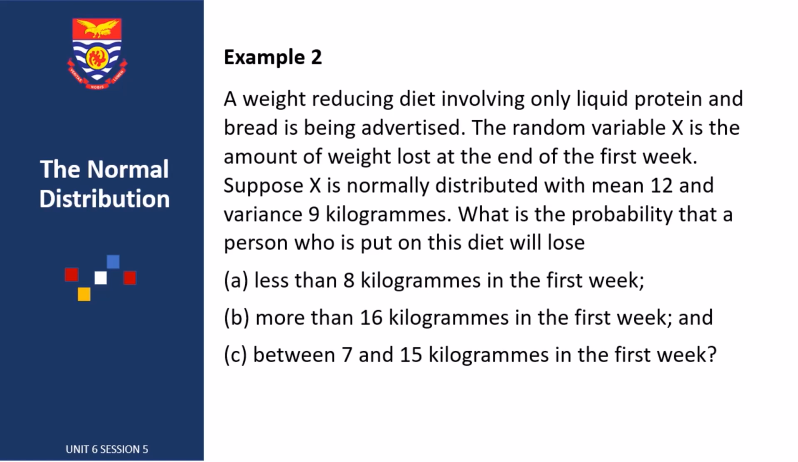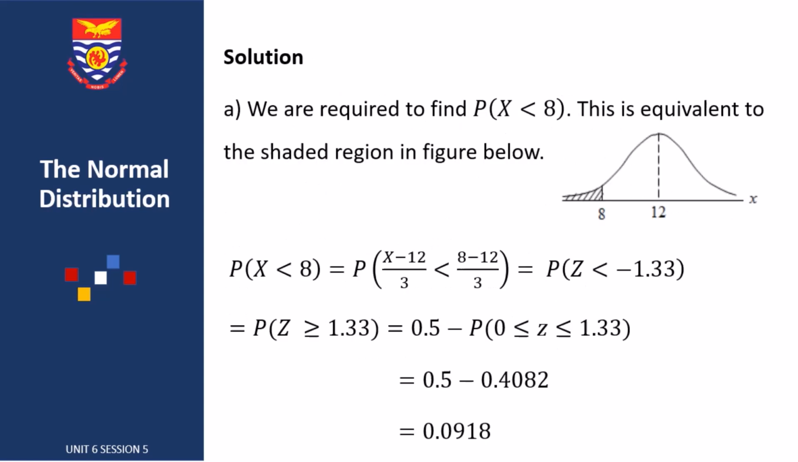Looking at the example clearly, you see that the first part talks about less than 8, the second greater than 16, and the third one is an interval. That's how we talk about the interval part. So now let's work with this example. For the first part, we are required to find the probability of x less than 8, because the question talks about less than 8 kilograms.